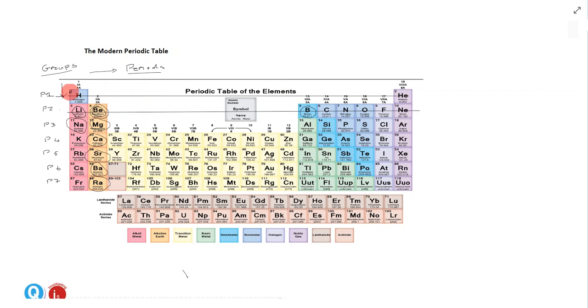The other thing is that as the elements on the periodic table go across the periods, the atomic number increases by 1. It's the number at the top. And that's what distinguishes one atom from another: the number of protons present within the nucleus of the individual atoms.